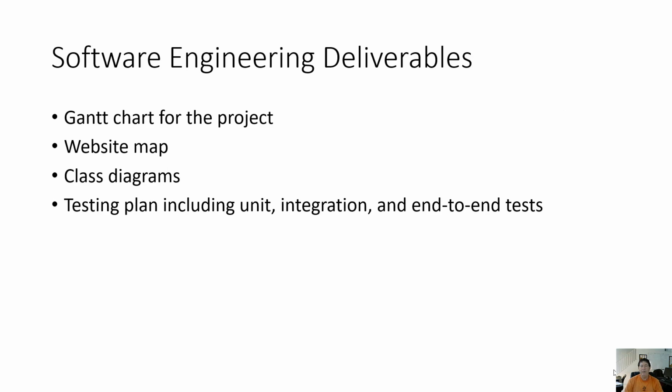The software engineering deliverables are a Gantt chart for the project. Now this has to be continually updated so that I can see it and know exactly where you are. Also some sort of a website map that says what the pieces of the website are, and class diagrams. You need to provide a testing plan, including unit, integration, and end-to-end tests.